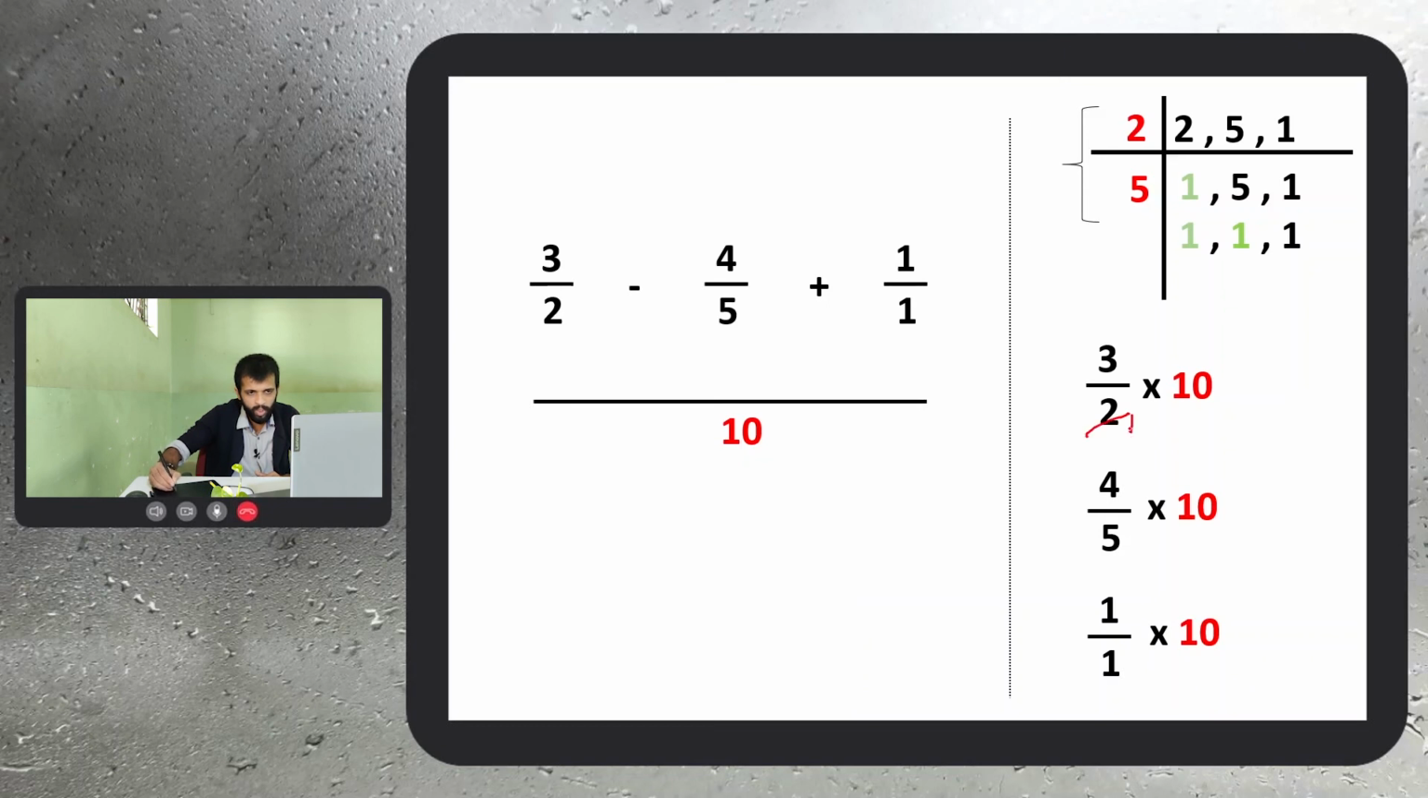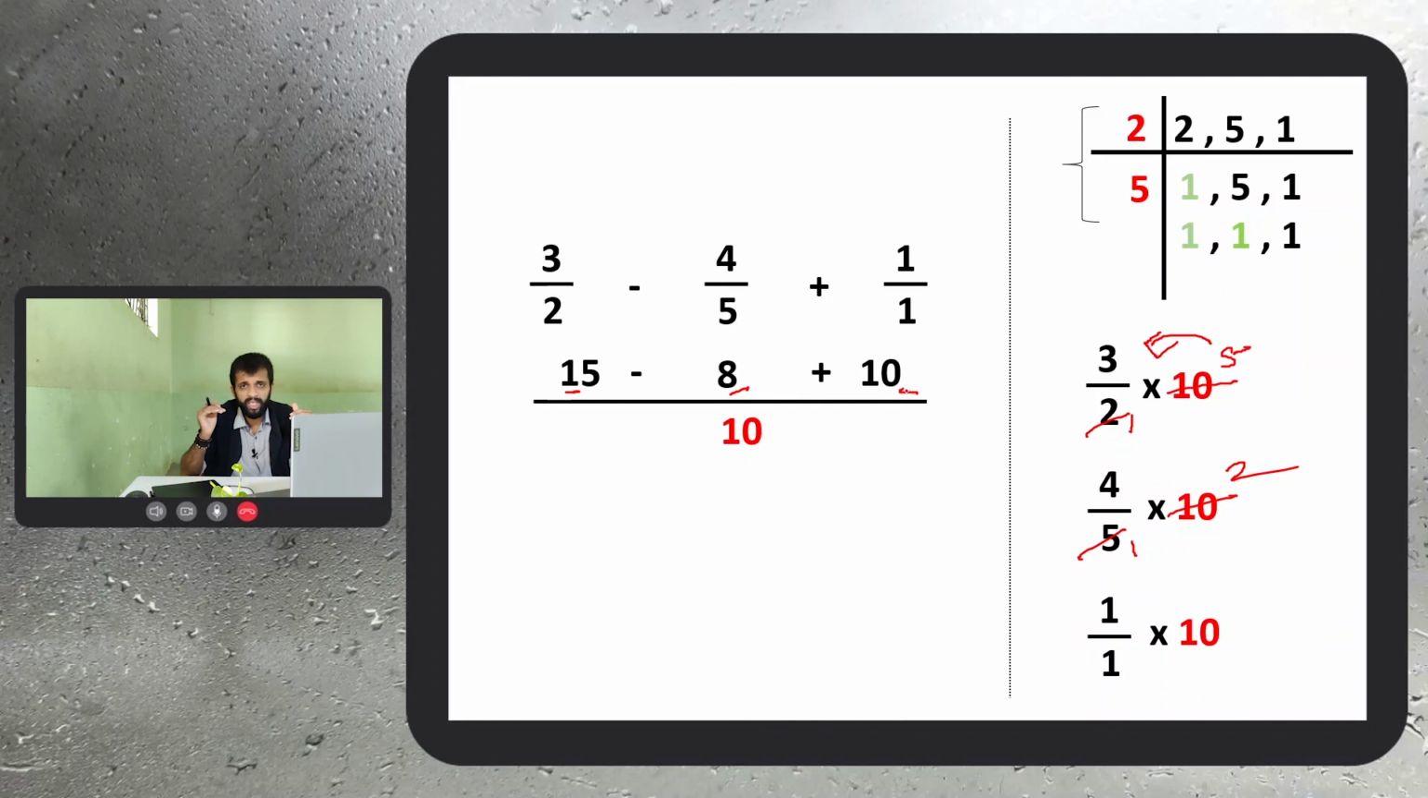So 2 ones is 2 and 5s are 10. So 5 multiplied by this 3 will become 15 over here. 5 ones are 5, twos are... Okay, so 4 twos will become 8, which will come over here, and this I can't cancel anything, so 10 ones will become 10 and will come over here. So this will become something like this.